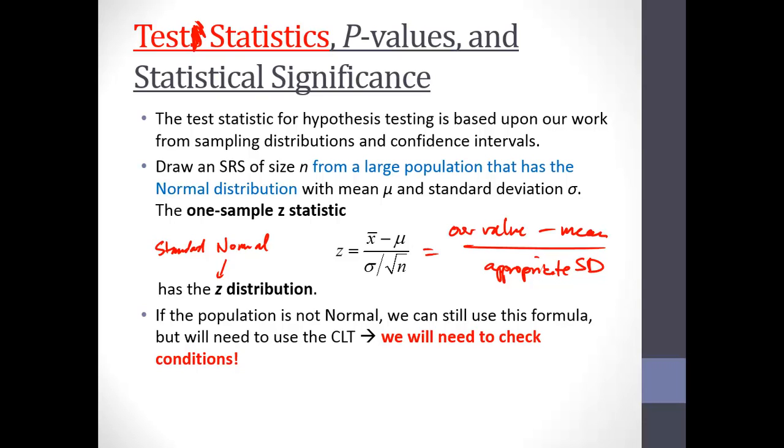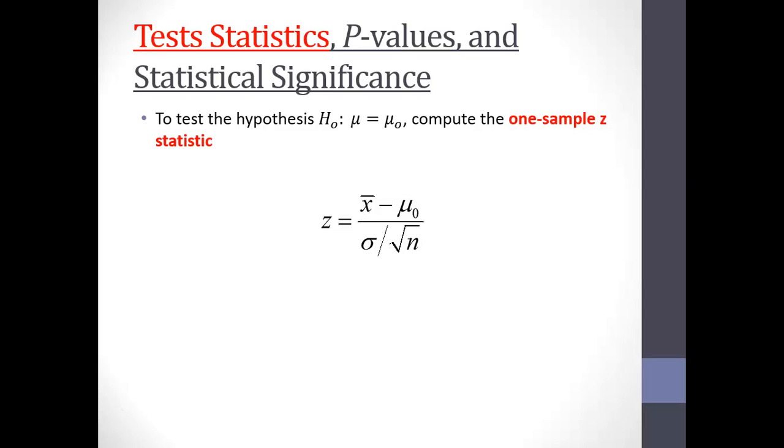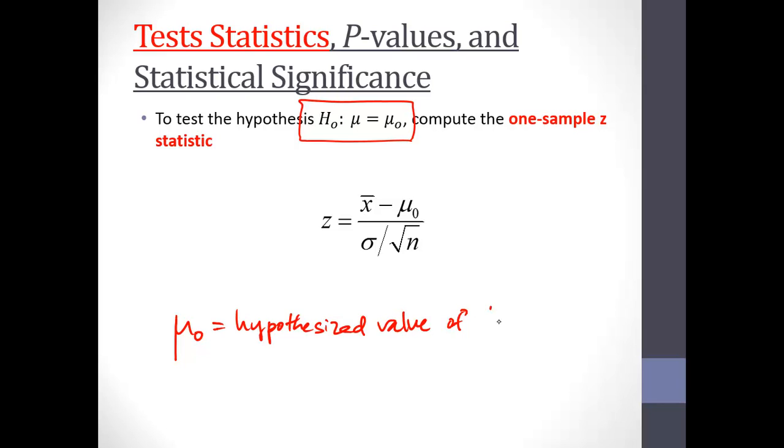So yes, we'll come back to those conditions again. The slight difference here is for our test statistic in these hypothesis tests. If our null hypothesis is that the mean is equal to some value mu 0, then this is going to be our one sample z statistic. This is our hypothesized value of the mean.